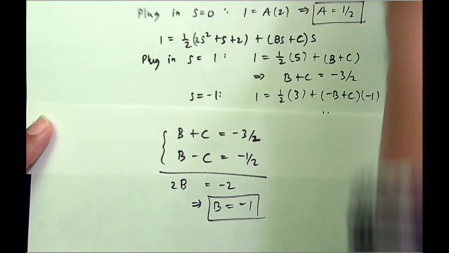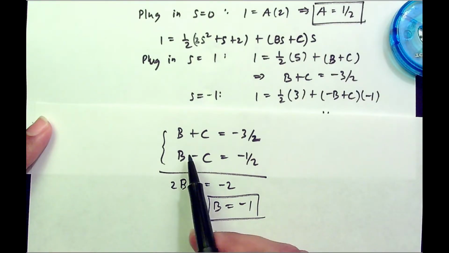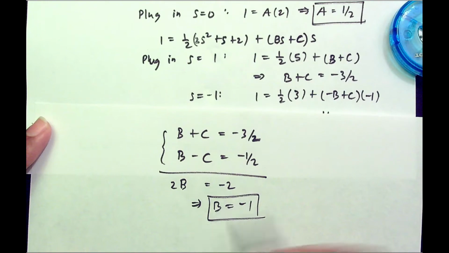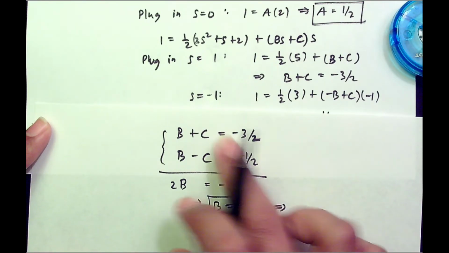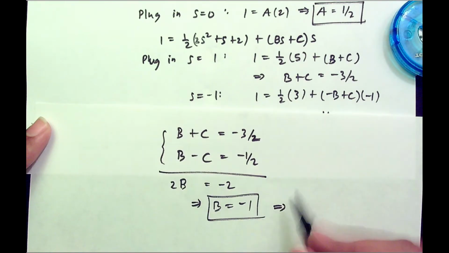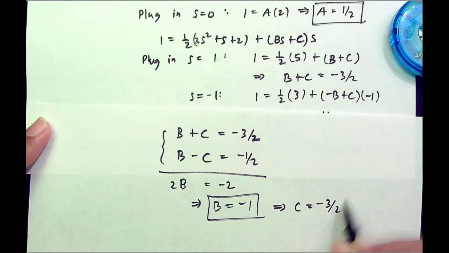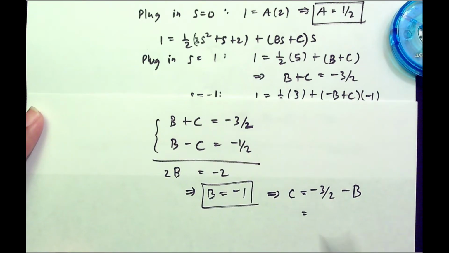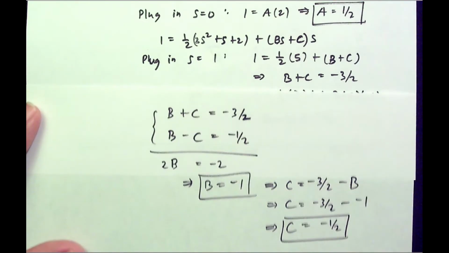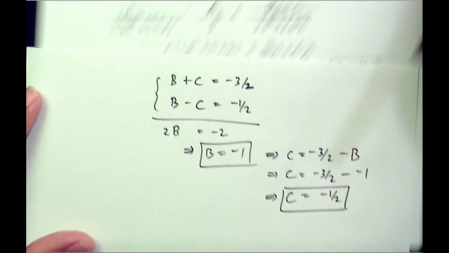And if b equals -1, then you can plug that into either of these and get c. So we can just subtract the b, so that you're going to get c equals negative 3 halves, from the first equation, minus negative 1. So that's actually then adding plus 1. So negative 3 halves plus 1 is negative a half. Aha, so finally we got the decomposition for this.